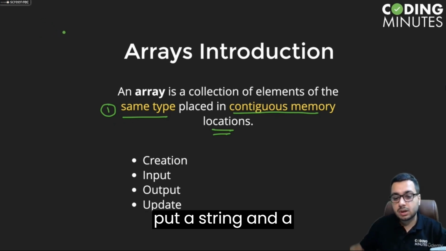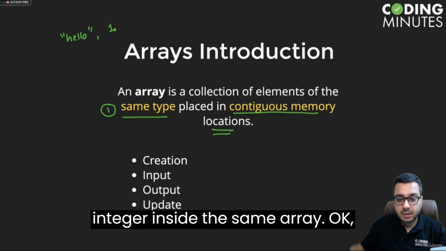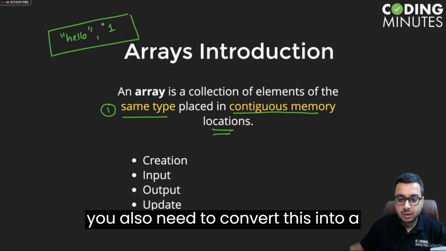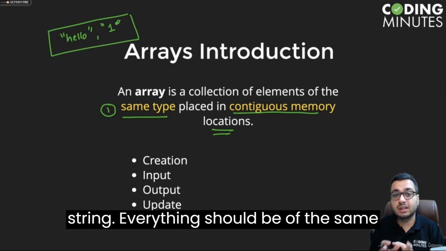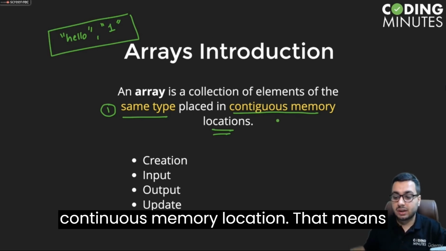That means you cannot put a string and an integer inside the same array. If you want to store data like this, you need to convert it into a string. Everything should be of the same type, and they are placed in a continuous memory location.